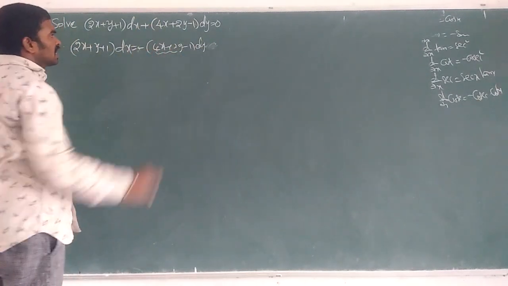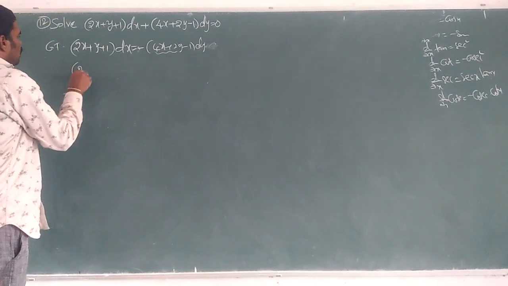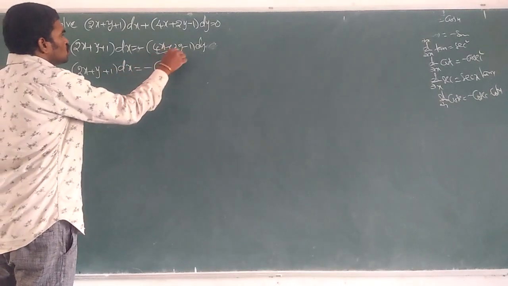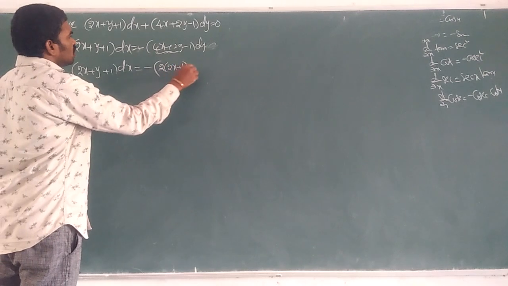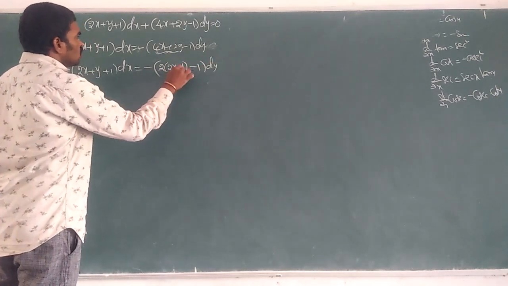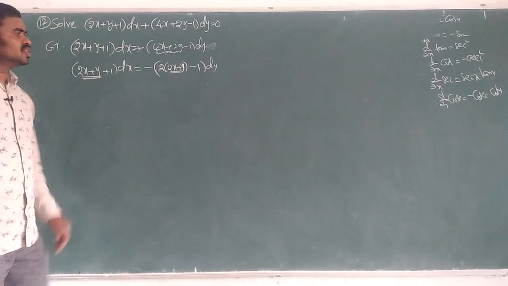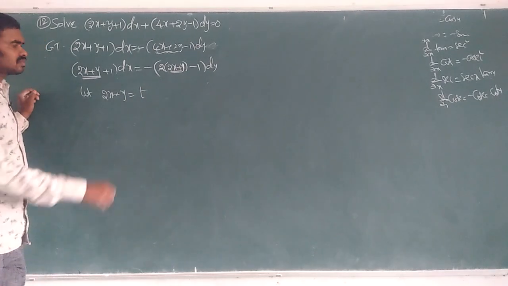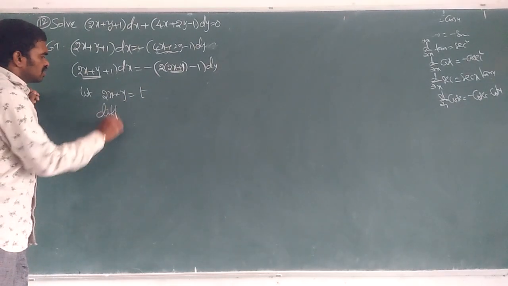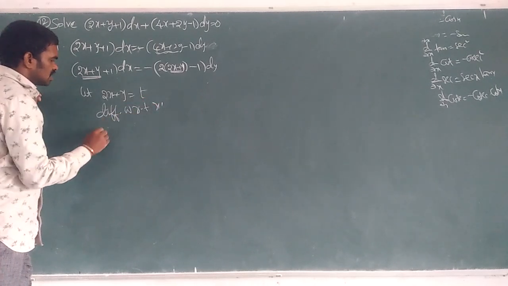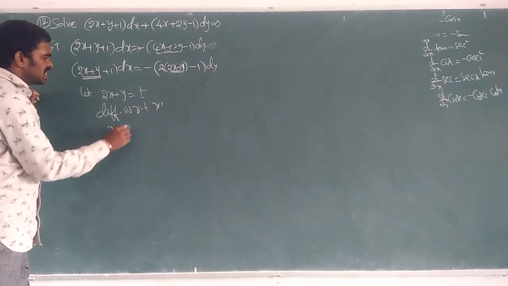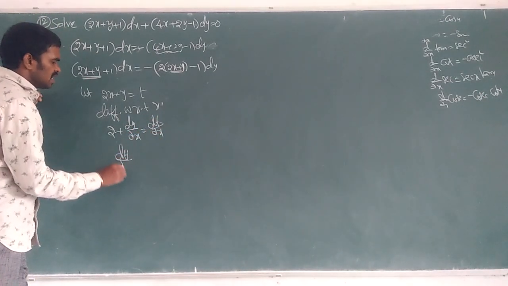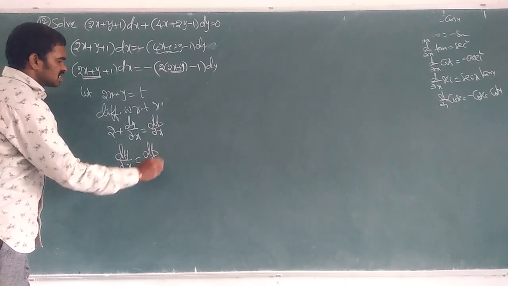Now here see, we can take 2 common. So (2x plus y plus 1) dx is equal to minus of this, 2 I'm taking common, the remaining is (2x plus y minus 1) dy. See, here 2x plus y is there, here 2x plus y is there. So that's why let 2x plus y equal to t. Then differentiate with respect to x. Then derivation of 2x is 2, derivation of y is dy by dx, and derivation of t is dt by dx. Then dy by dx becomes dt by dx minus 2.